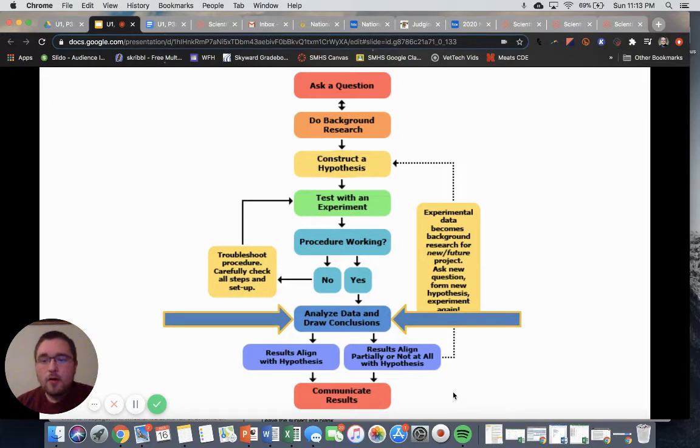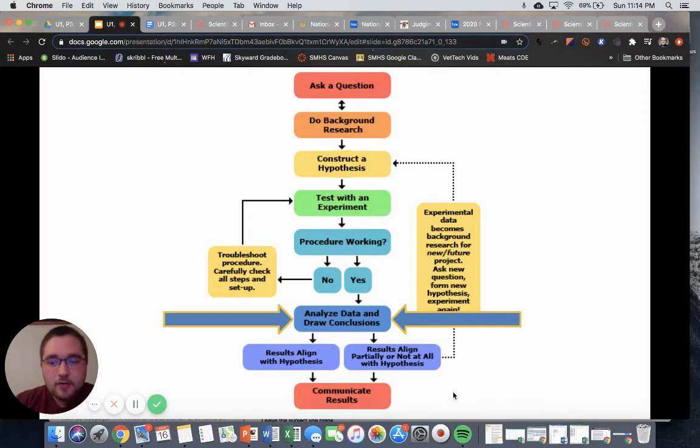Hey everyone, welcome to step 5 of the scientific method. Here we're going to learn a little bit more about how to analyze the data that we've collected and draw some conclusions. So, just to recap, we first started by asking a question and making observations about the world around us. Then we completed some ethical background research using a variety of different sources. Then we constructed a hypothesis, tested with an experiment.